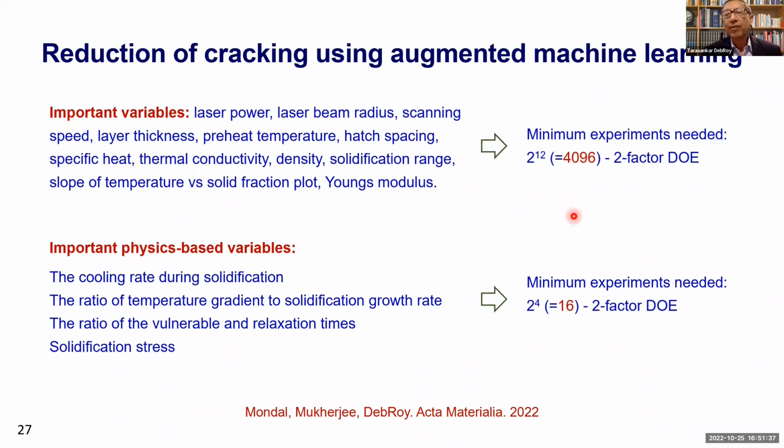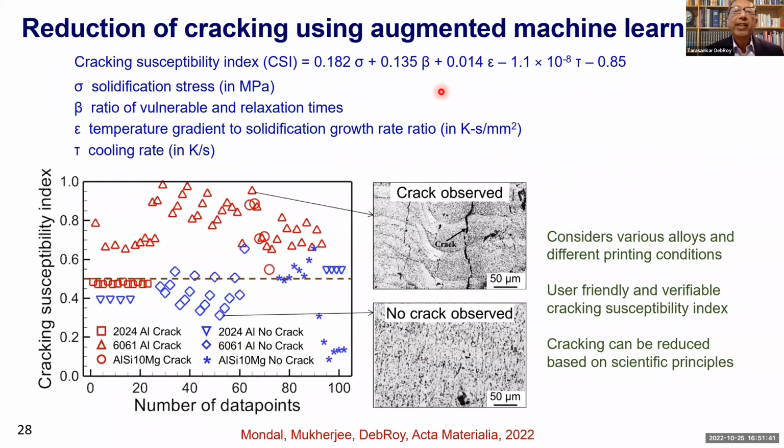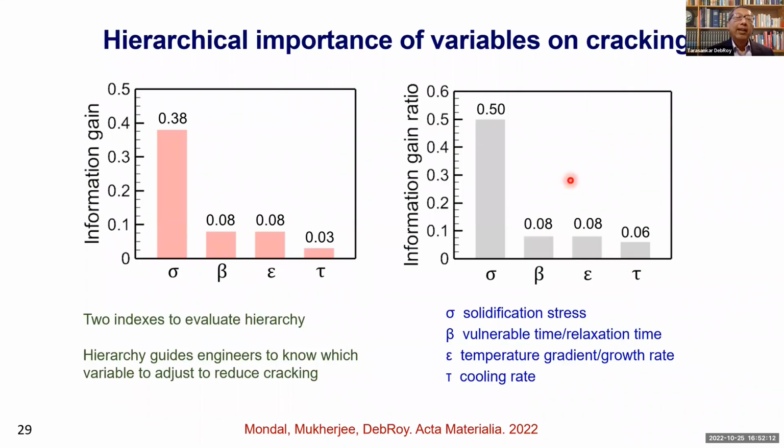This is an example. How so? If we take these 4 variables: solidification stress, ratio of vulnerable to relaxation time, temperature gradient to solidification growth rate ratio, and cooling rate, we can do a regression analysis to form a cracking susceptibility index. And a higher cracking susceptibility index is bad news. A lower value is safe. No cracks are observed.